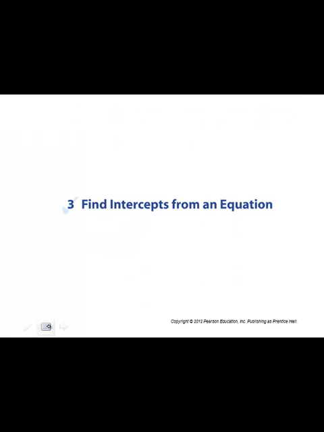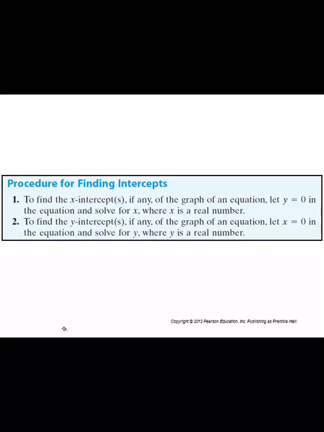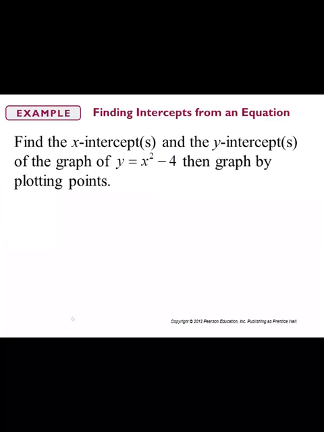Now, if we have the equation, let's go ahead and do what we said. To find the intercepts, we can set the y variable equal to 0 and solve for x to get our x-intercepts. And if we want to get our y-intercepts, we can set x equal to 0 and solve for y. Okay? So that's what we're going to do.